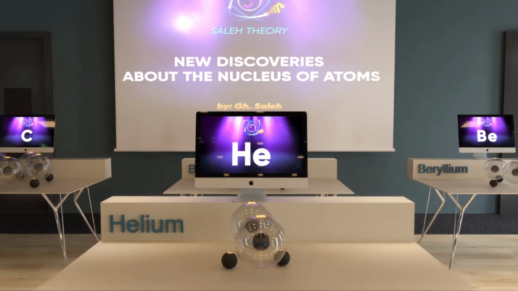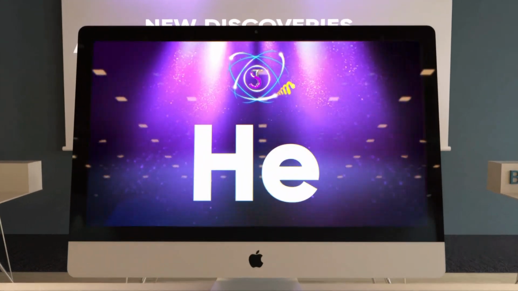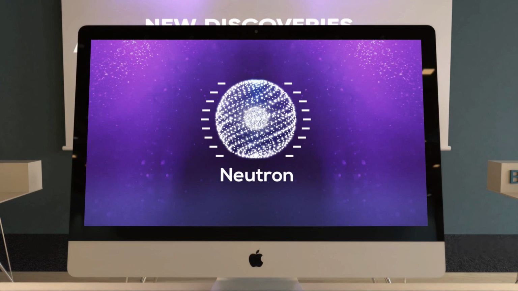Helium. All the neutrons have no charge, but as mentioned before, the shell of the neutrons has an electron structure. In other words, the shell of a neutron is the electron with negative charge property. This property causes protons with a positive charge to be attracted to neutrons.